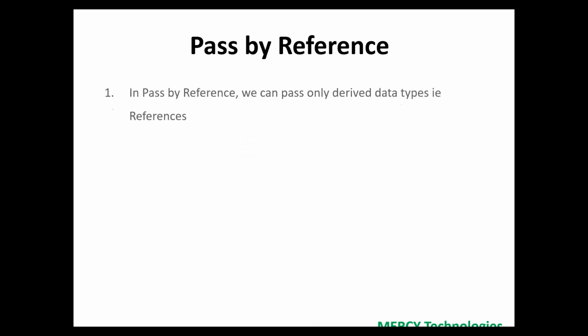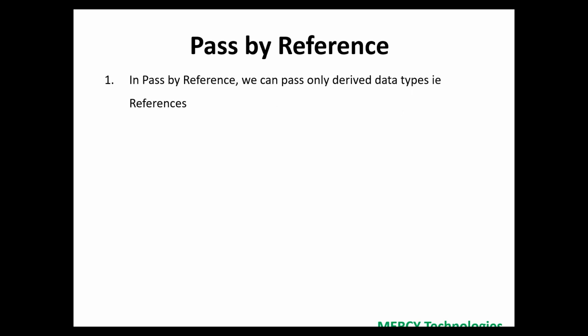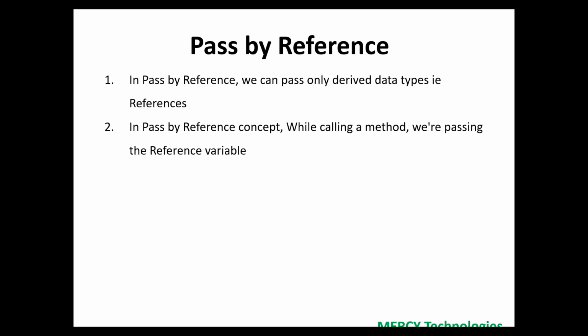Okay. So let's go to the second concept, pass by reference. What is meant by pass by reference? Pass by value means we are passing a value when we are calling a method. What about pass by reference? When you are calling a method, you can pass a reference variable also. While we are calling, we are passing a reference variable.